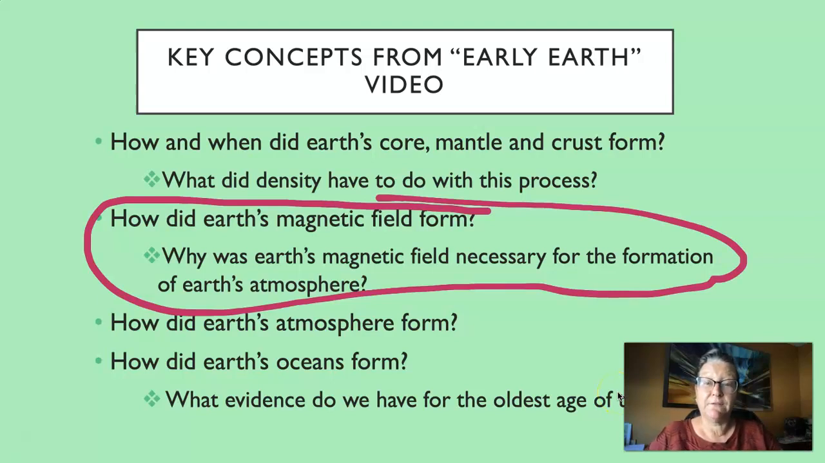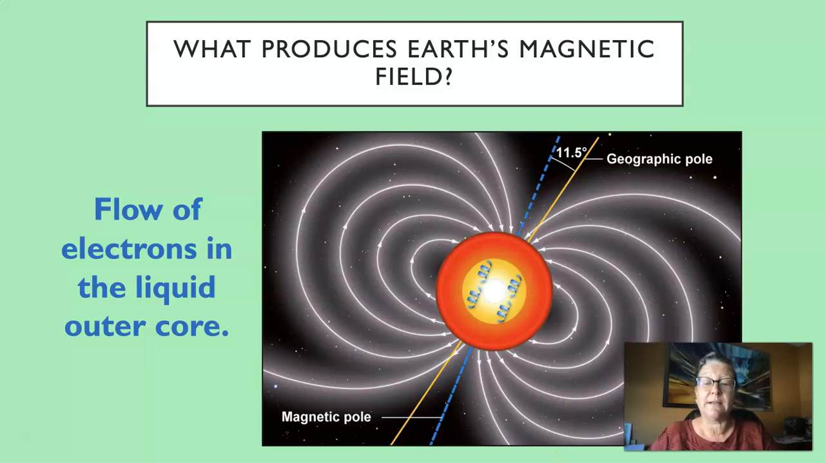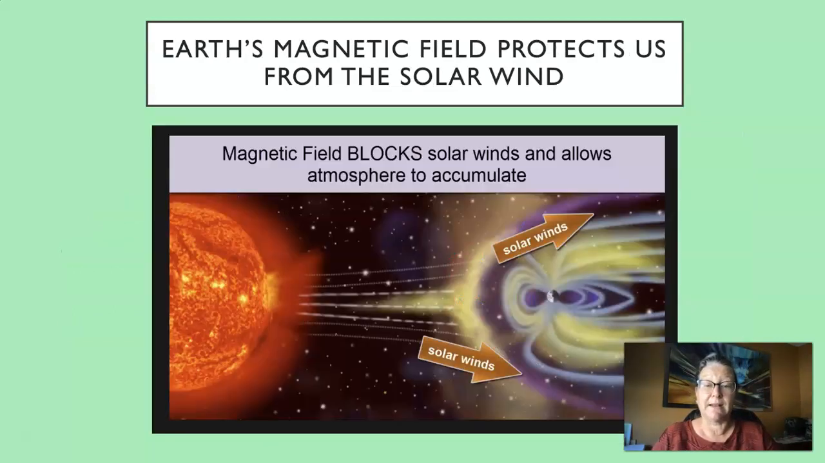How did Earth's magnetic field form, and why is it important for the formation of Earth's atmosphere? So first of all, the magnetic field has been produced by a flow of electrons in the liquid outer core of Earth. And we'll talk more about this when we talk about plate tectonics, and we talk a little more about why Earth's magnetic field is very important to support the theory of plate tectonics. But this magnetic field couldn't form until we had a core, of course. So once we had a core, we had this flow of electrons, and this produced our magnetic field.